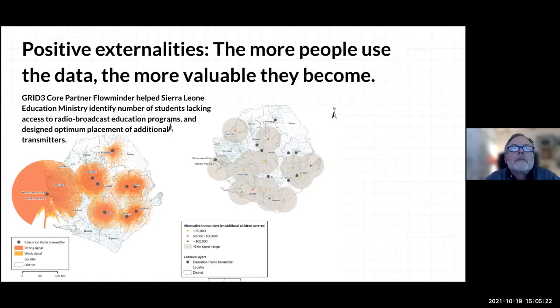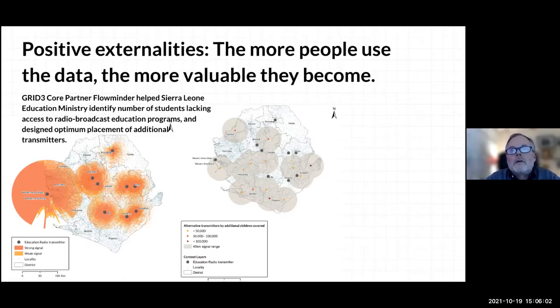And so this is one illustration in which work for the education ministry in Sierra Leone led to some analysis carried out by our Grid 3 colleagues, Flowminder, in order to identify the populations that were out of reach of radio transmitters and therefore could not listen to educational programming broadcast over the radio. And then that led to a set of prioritized, optimized locations for new radio transmitters to help the ministry meet its education goals.